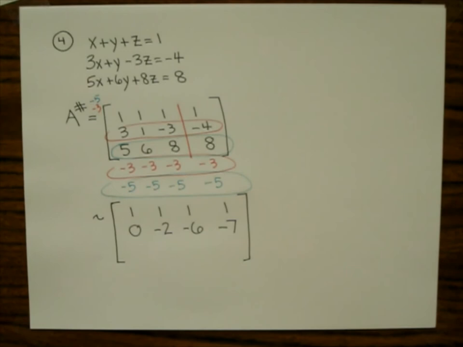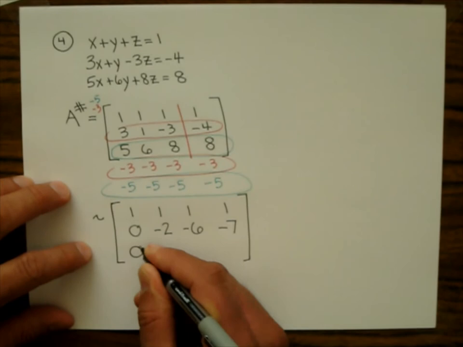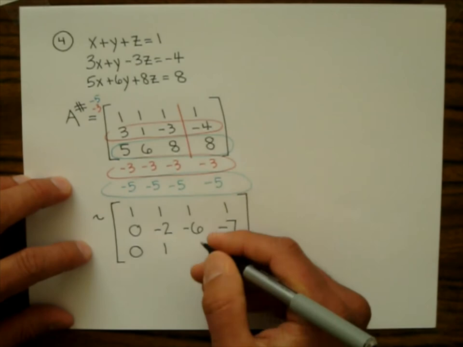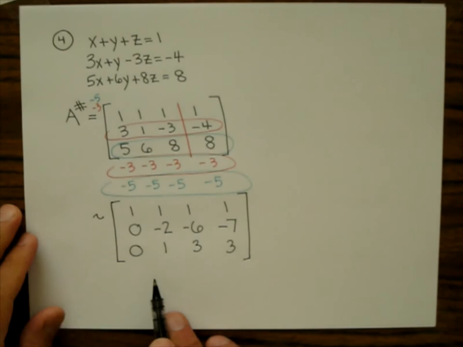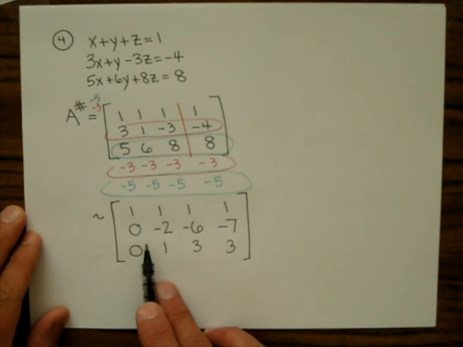So this is 0. And then 5 minus 5, 6 minus 5 is 1, 8 minus 5 is 3, 8 minus 5 is 3. Okay, so that's where we are now. What I'm going to do is switch row 3 and row 2. So I'll interchange them.